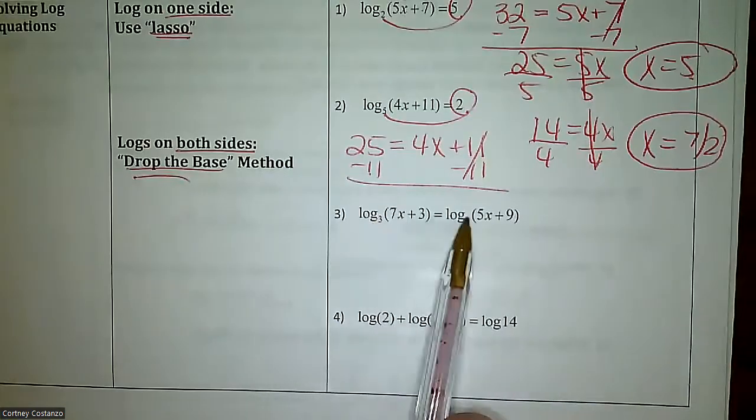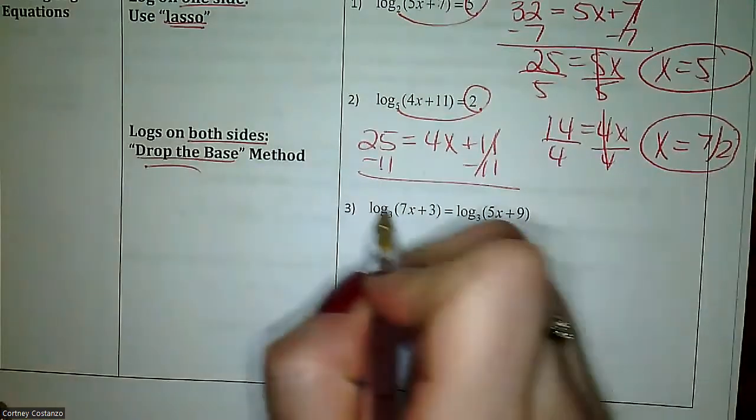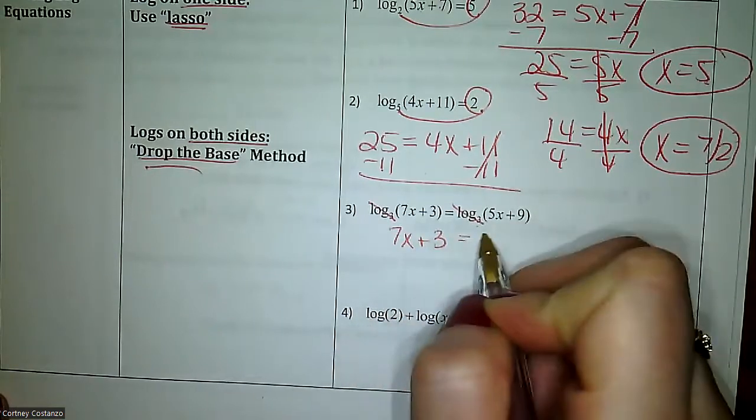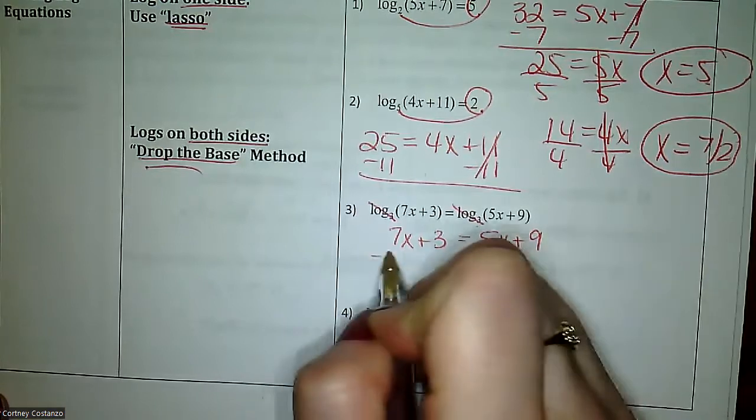Now here we are, logs on both sides, they're the same base log and they're as condensed as they can be. I can literally just drop my logs. And solve for x.